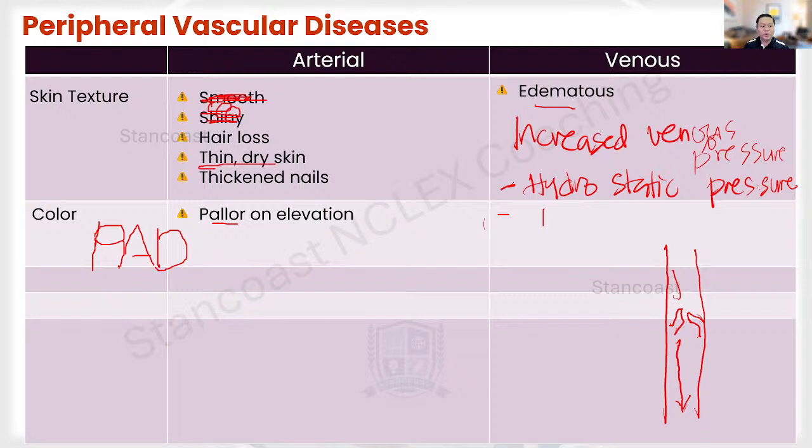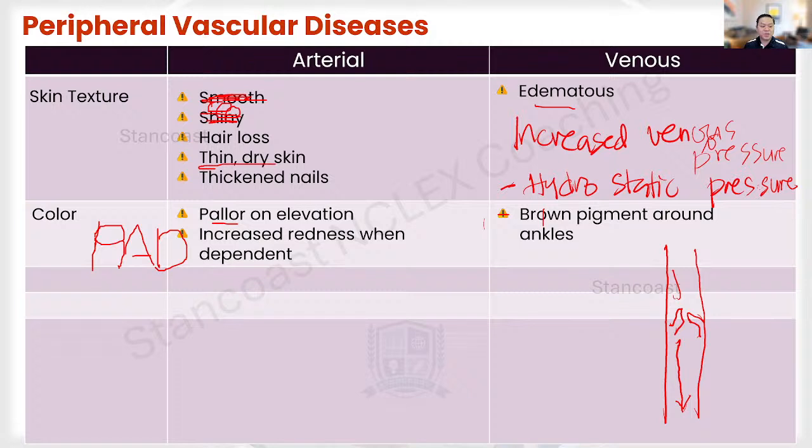However, when you are going to put the leg back in a dependent position, this will now cause the color to go back into that pinkish red coloration. And this is because of the blood rushing back into the area. Okay, so again, pale when you're elevating, and it will turn red or pinkish when you put the leg down in a dependent position. Now, talking about the venous type of disorder here, okay, the color here will be different.